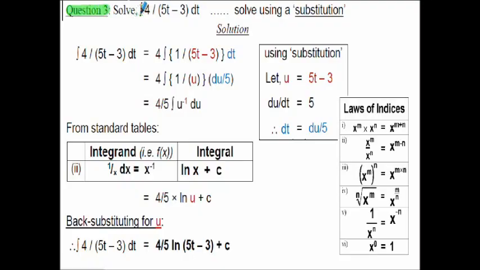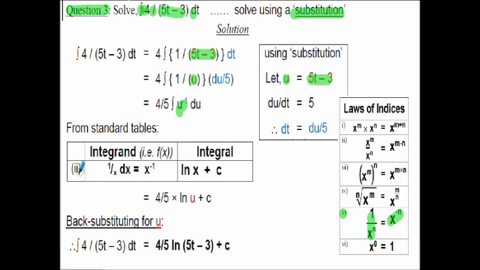Question 3, we're asked to solve the integral of 4 divided by (5t minus 3) in brackets with respect to t. Again we're using substitution. Again we're going to substitute for the bracket, so u is equal to 5t minus 3. Notice in this case we're substituting for the bracket in the bottom line, the denominator, so u is in the bottom line. So to bring it to the top line we have to make it u to the negative 1, as found in our indices table shown here in the 5th item.